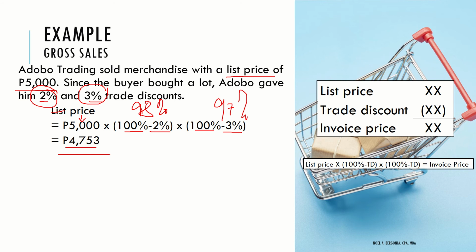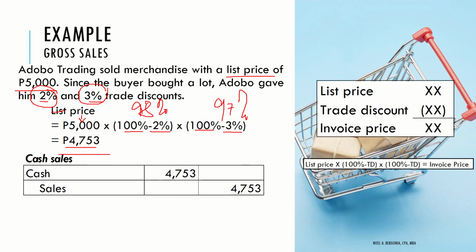Okay, so that's our invoice price, and yan po yung gagamitin natin as starting point natin. Okay, so if ever that you have sold this particular merchandise for cash, so ang entry lang ho natin is debit cash, no? 4,753, and credit sales, which is the account title used for our sales, diba? Or revenue for merchandising business, 4,753.